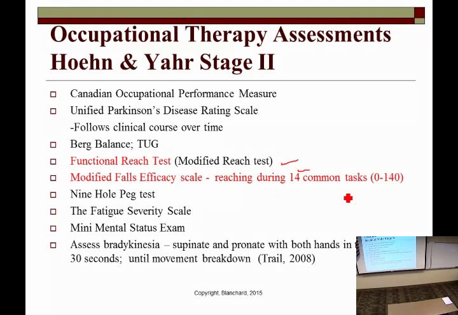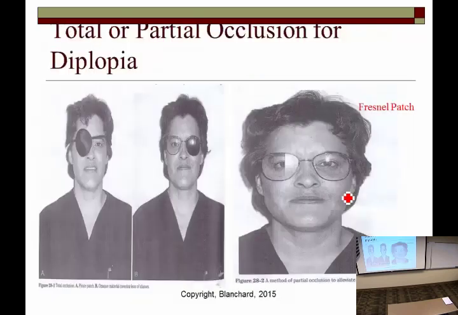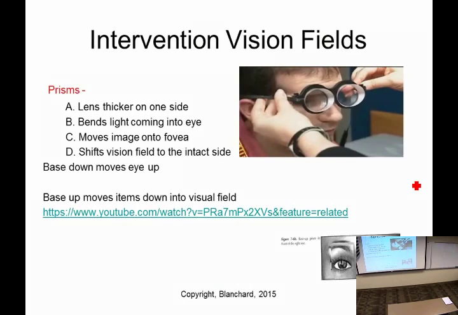I don't feel comfortable or safe reaching for anything in my environment because I may fall at this level. Okay. We talked about partial occlusion. We can use a patch or we can use a Fresnel patch, which is a little piece of plastic that does the same thing when it's put in the client's glasses. There are so many interventions now. We just have to work together to find the best one for the client.